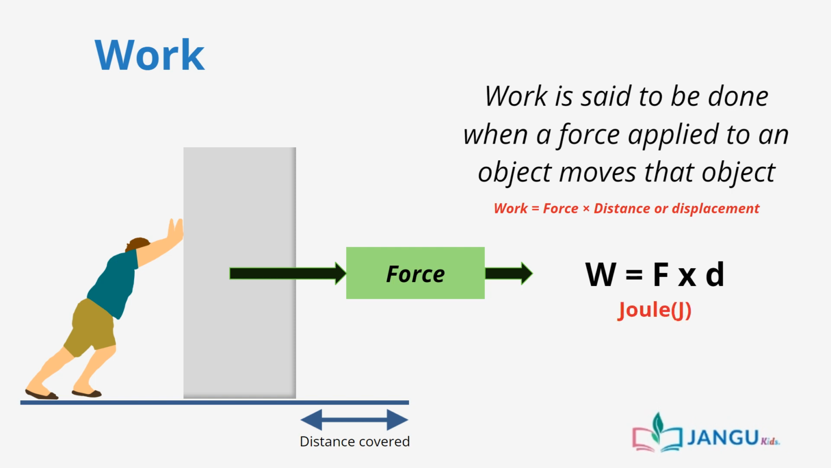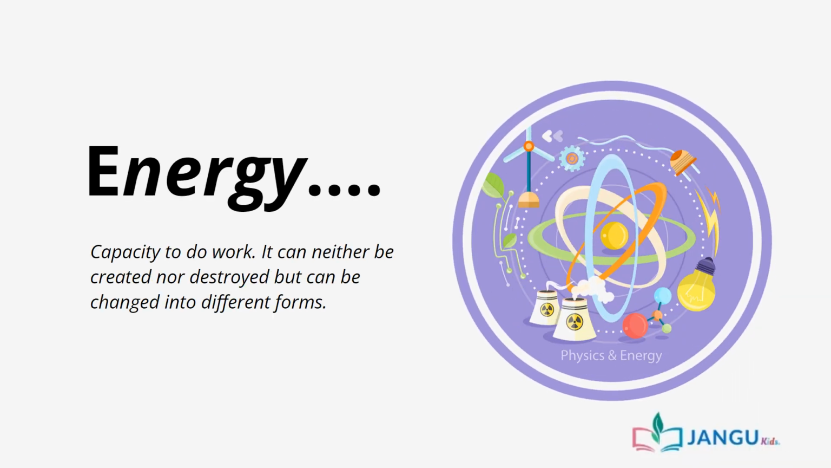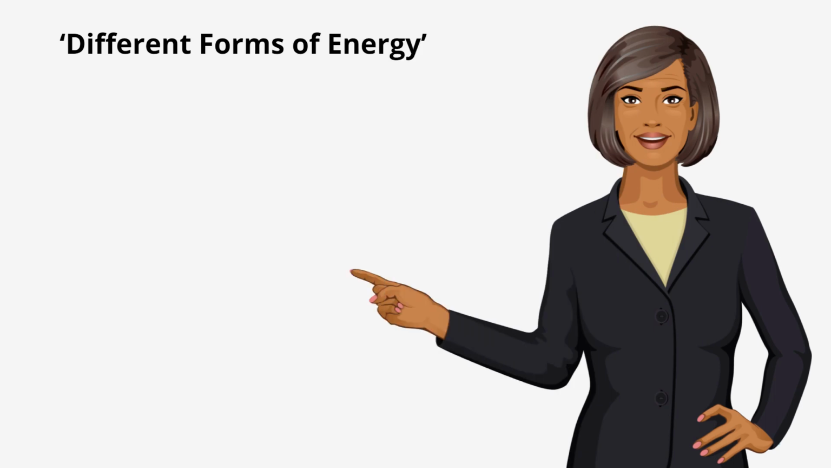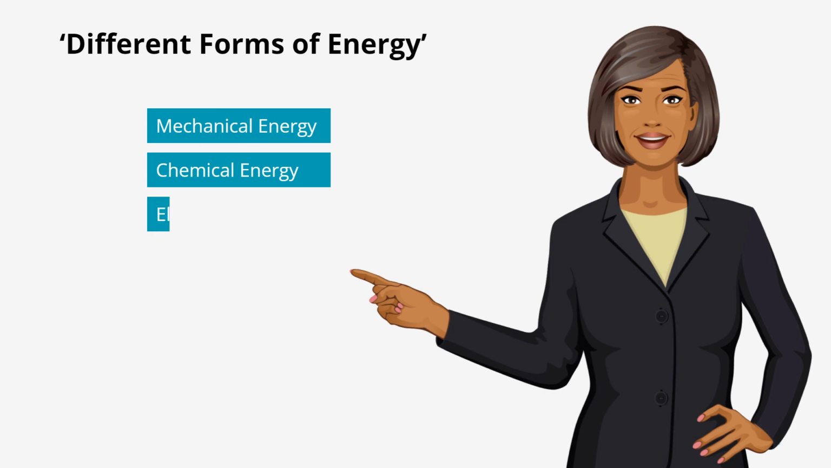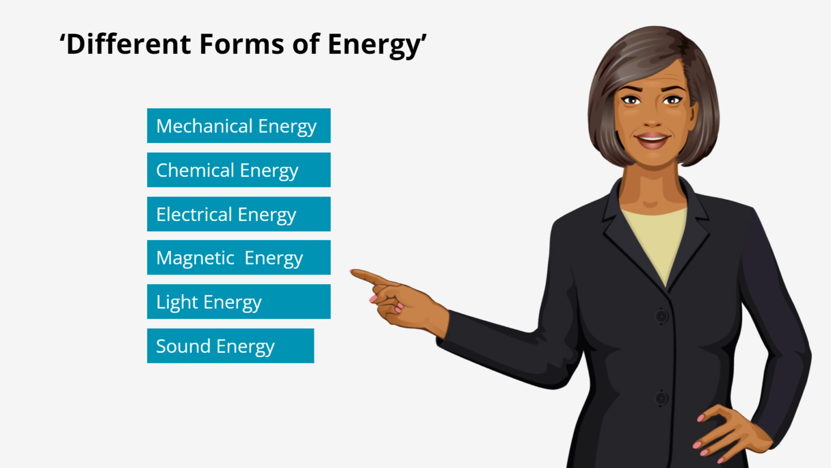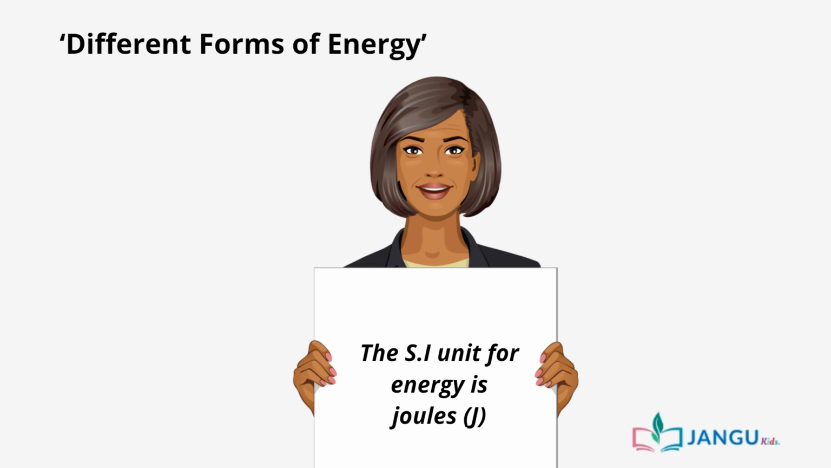Kids, let us now look at energy. Energy can be defined as the capacity to do work. It can neither be created nor destroyed, but can be changed into different forms. The different forms of energy include mechanical energy, chemical energy, electrical energy, magnetic energy, light energy, sound energy, and heat energy. The SI unit for energy is joules.